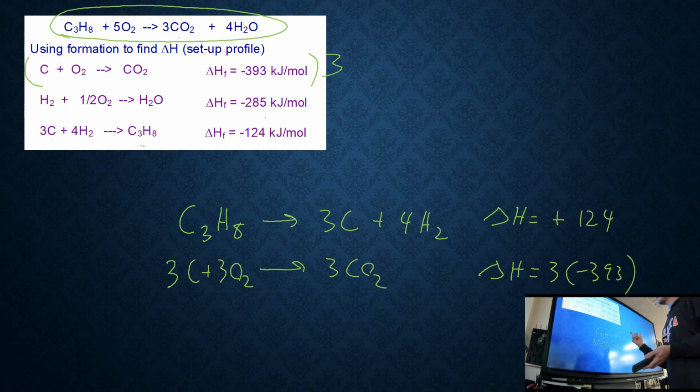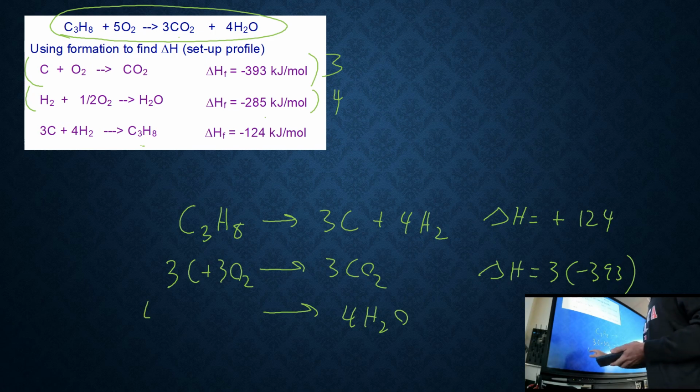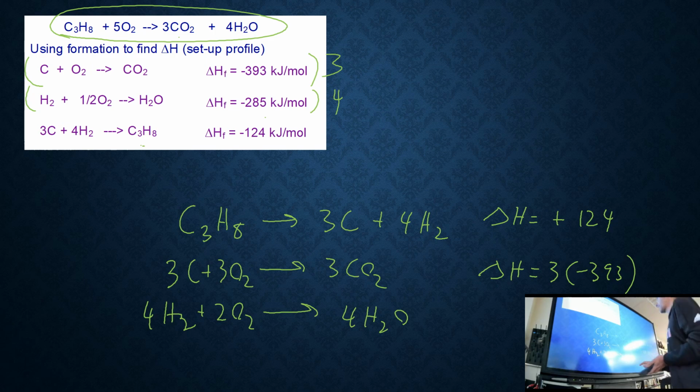All right, water. Again, water is a product. So we want 4 of them. So this has to get multiplied by 4. We get 4H2 plus 2O2, and delta H is 4 times negative 285. All right, we're going to get some red out to cancel out. We want C3H8, 3 carbons, gone, gone. One's a reactant, one's a product. H2, 4H2, 4H2 is gone.